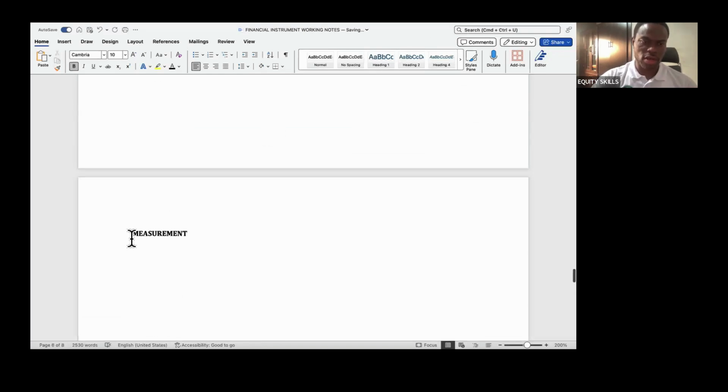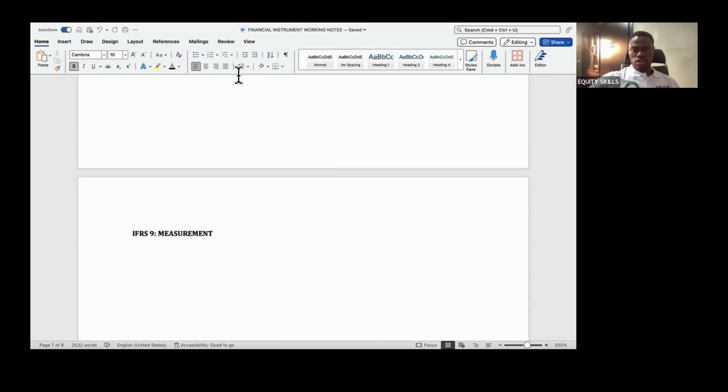Okay, still on IFRS 9, let's proceed to measurements straight on. So measurements is basically this: for the financial asset you have recognized in your books, how much should you put them in your books? That's what measurement wants to look at. How much are you going to put them in your books?